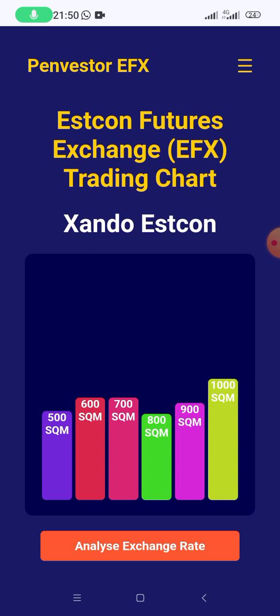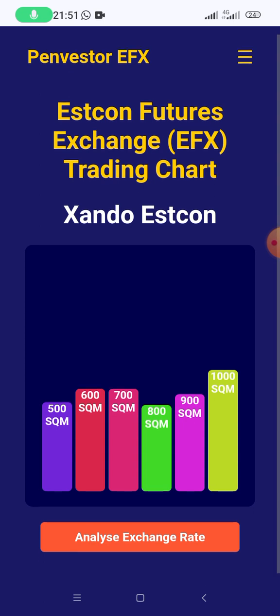Like what we do most times is, once we do an analysis and it is working, we can give out that signal that you can go for this Zando Estcon now, because the analysis is correct and is working for that Zando Estcon. Brokers are still buying at that same rate. And there's what they call Estcon Exchange. Apart from this Estcon futures exchange, there's what they call Estcon Exchange. That's where brokers and traders buy Estcon at their own convenient prices, and that is what is affecting this particular trade that is going here.